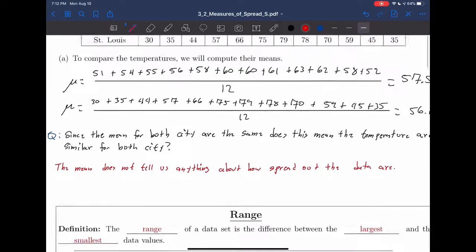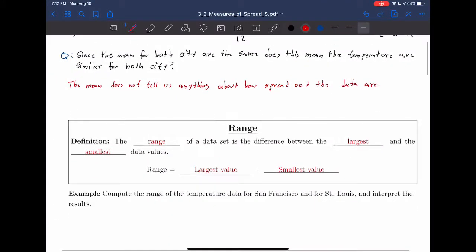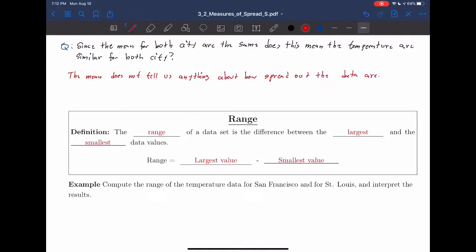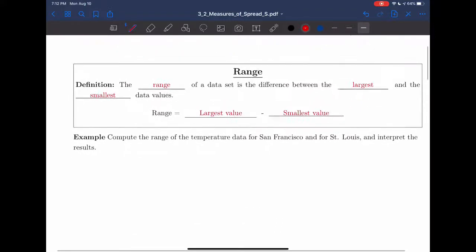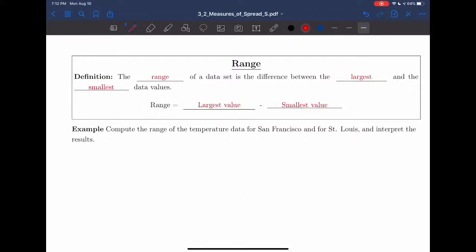One thing we could do is take the range of our data. The range is just the difference between the largest value and the smallest value of our data. So let's compute the range for the temperature for San Francisco and St. Louis. The range for San Francisco will be 63 minus 51, where 63 is the biggest value in the data set and 51 is the smallest. That will give you 12.